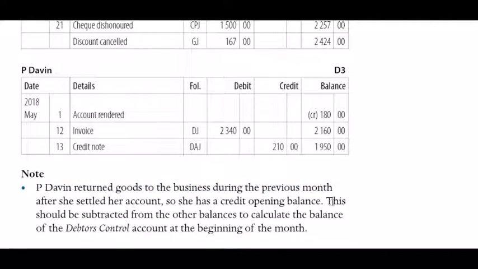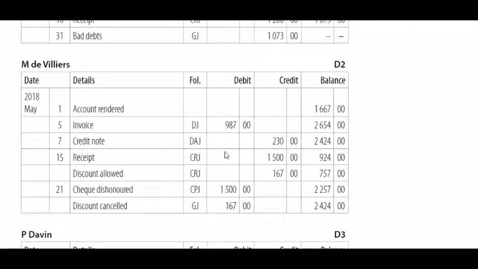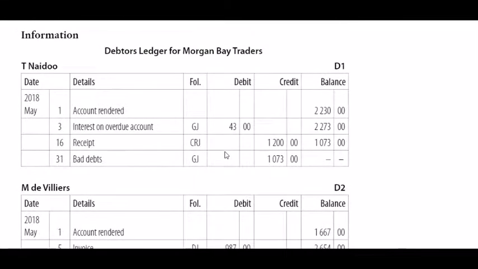Now the first thing that I did is I used all of the values in my debtors ledger to compile my debtors control account. And it's actually so easy because the journals are given to you in the folio column. You just have to remember that you have to add the values for all three debtors together to give you the total effect in the debtors control account. And it even shows you if it should go to the debit side or the credit side of the debtors control account. So very simple.